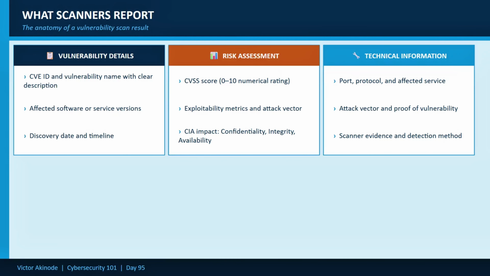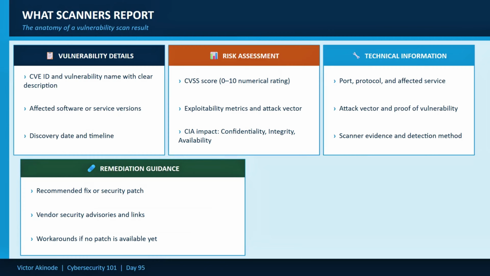The next one is technical information, and technical information tells you the ports and protocols affected. It shows the vulnerable service or application running on that port, a description of the attack vector, how an attacker would exploit this, and the proof of vulnerability, which is the evidence that the scanner collected and is revealing the real issue. The next one is remediation guidance.